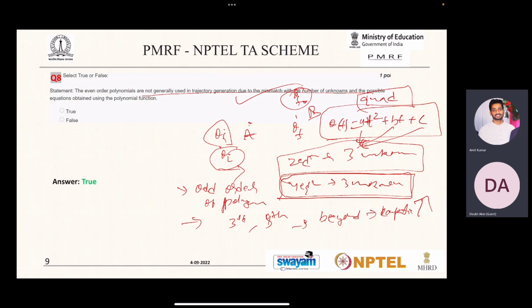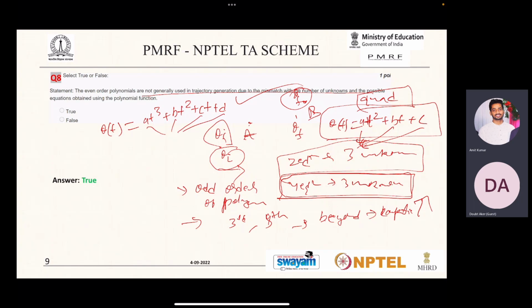Sir, in the third order equation also, there are four unknowns and three equations, no sir? In the third order, let me write it. The third order will be a t cube plus b t square plus c t plus d, right? So how many unknowns are there? Four, right? A, B, C, D. We don't know them.